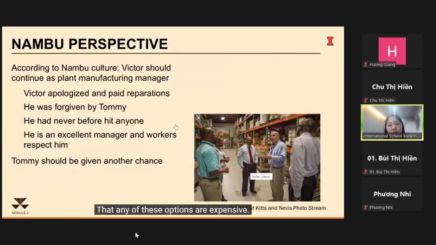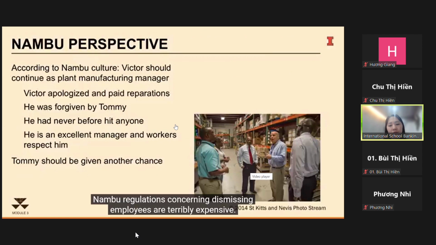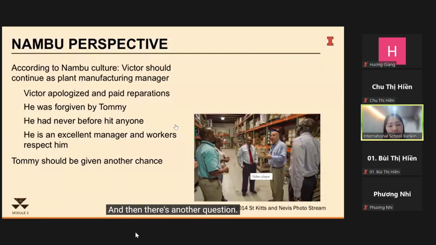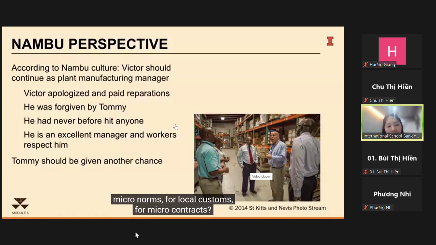Now, any of these options are expensive. Bayesian regulations concerning dismissing employees are terribly expensive. You have to pay them a two-year salary. And then there's another question. How does dismissing Victor affect other employees' morale? He's done such a good job at this plant. People love him and they work hard for him. What's going to happen when he leaves? And finally, are Motorola's principles absolute? Is there no moral space here for micro norms, for local customs, for micro contracts?